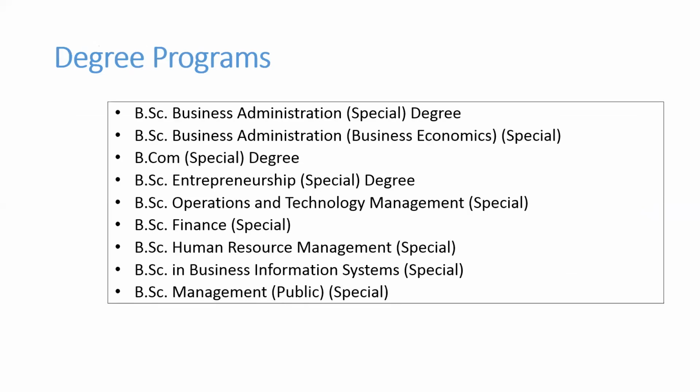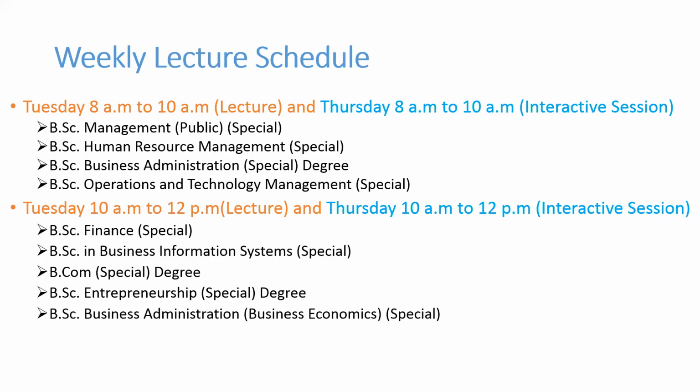These are the degree programs we are offering this course module. I think you all have seen there are 9 degree programs, 9 departments. The first one is business administration, business economics, commerce, entrepreneurship, decision science, finance and human resource management, business information systems, and the public department.